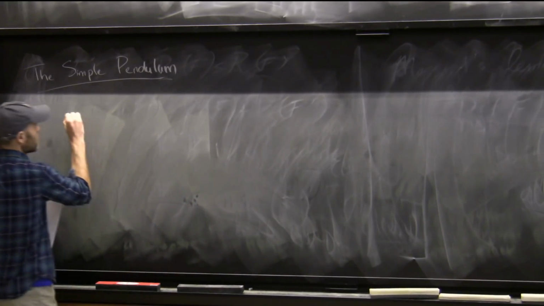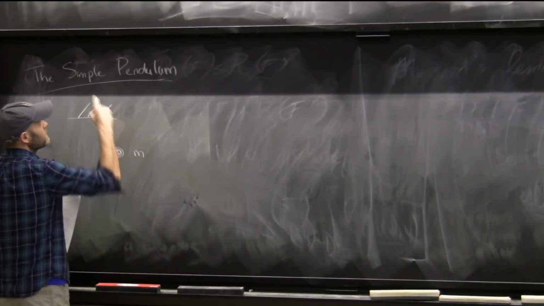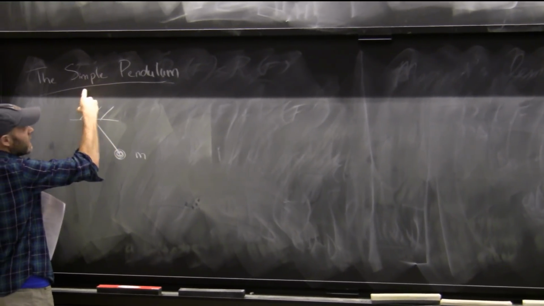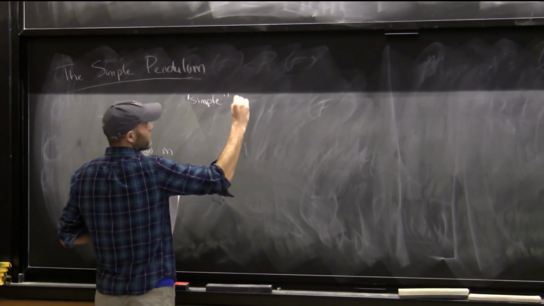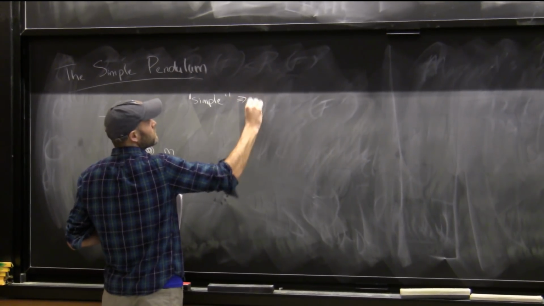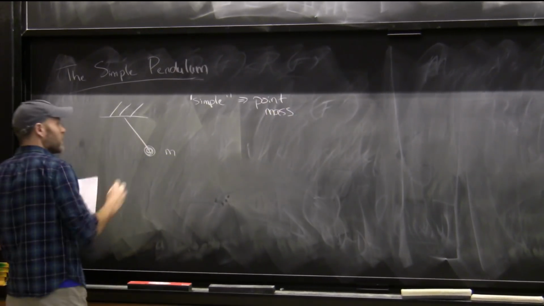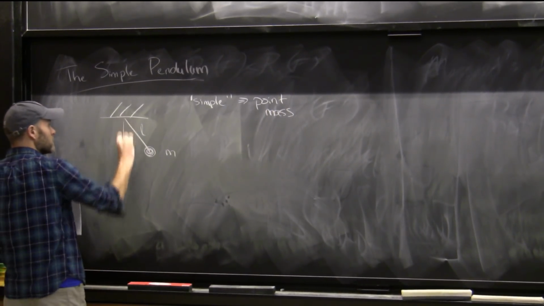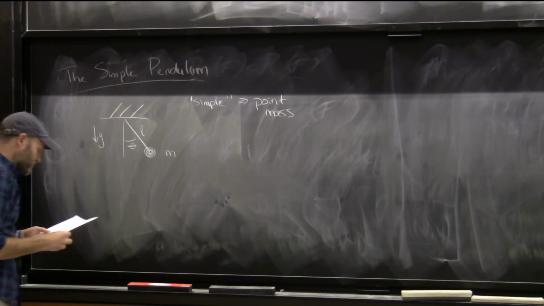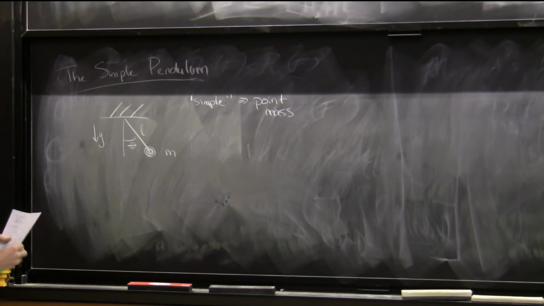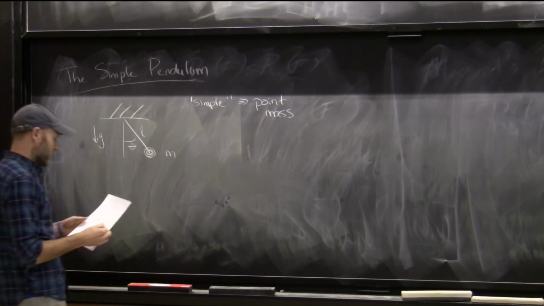So when I say simple, I said simple double pendulum last time. Simple means it's just a point mass, colloquially. And it's got a length L. We'll call this angle theta. Got some gravity. And the dynamics of this, we could derive just the way we did last time.